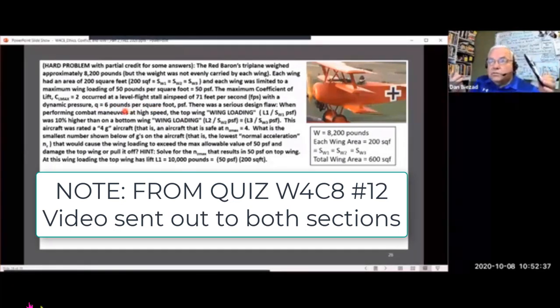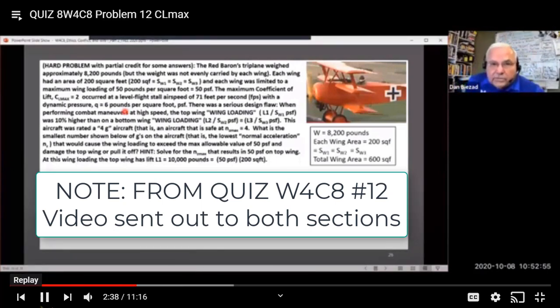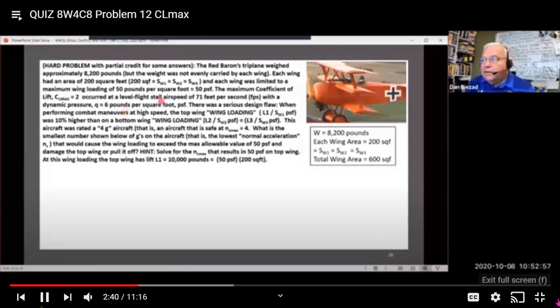A good test question would be, what is the lift pressure? Well, if C sub L is 2 and the dynamic pressure is 6, what must the lift pressure be? 12, right? So the lift over wing area must be 12. That's the kind of thing I would ask you on a midterm test or on a final.